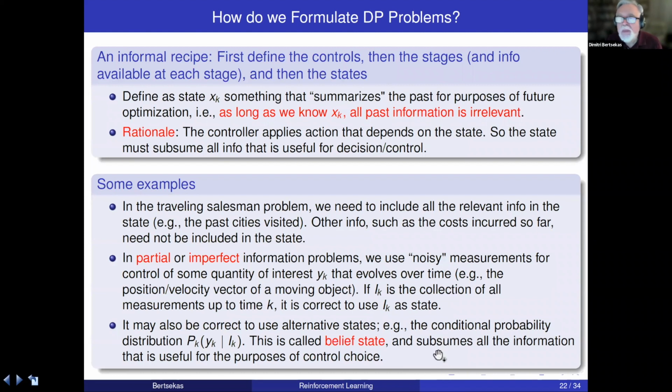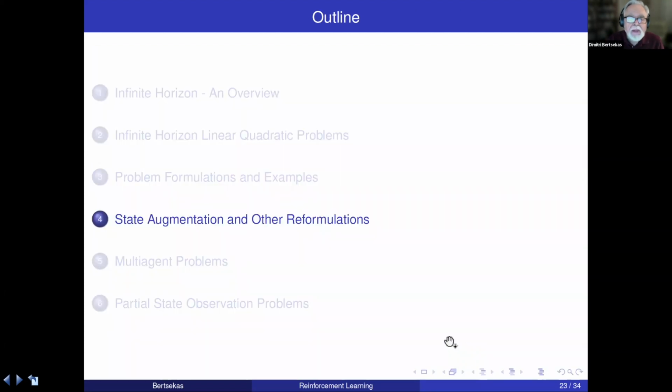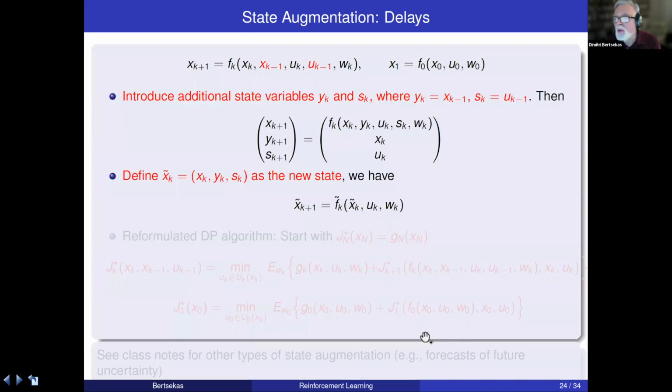So now I'm going to give some other examples of problem formulations, including the choice of state. And let's start with a technique called state augmentation. That's very useful. One example is when the system equation does not involve just the current state and the current control, but may involve delayed states and delayed controls. So the next state may depend not only on xk, but on xk minus 1, xk minus 2, perhaps, uk minus 1, and so on. So that doesn't fit our framework. So what do we do?